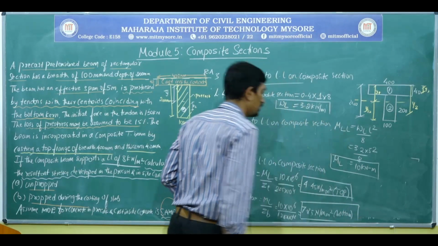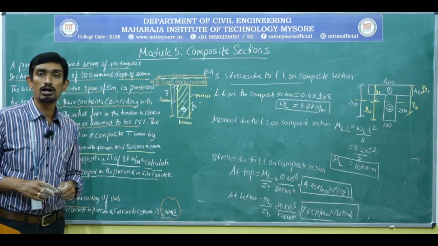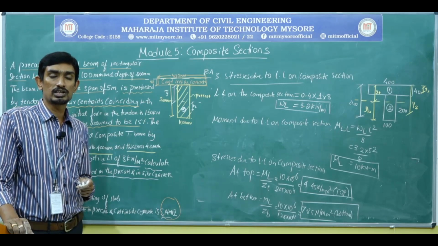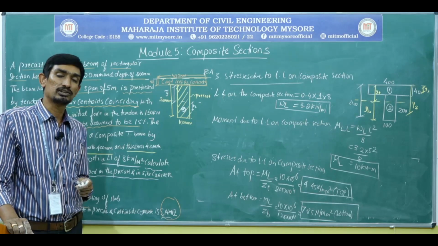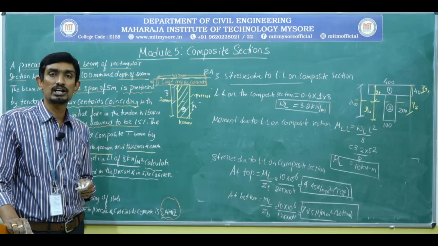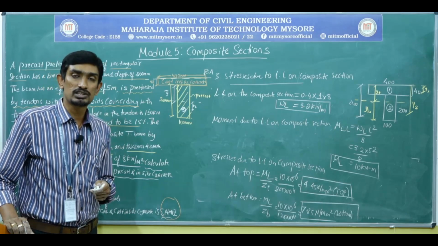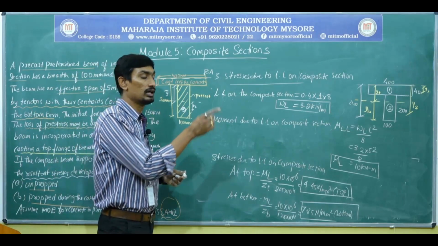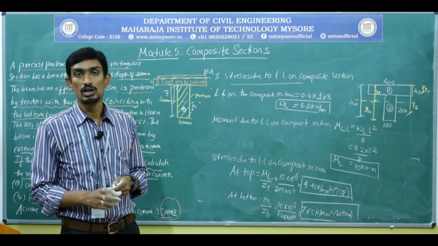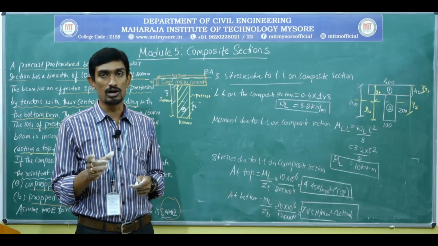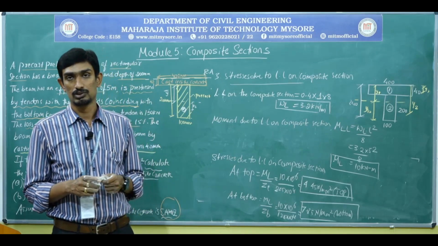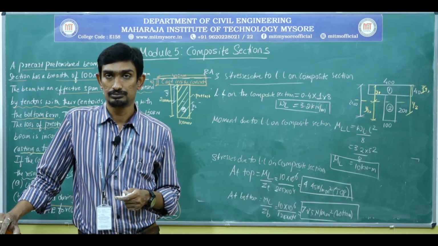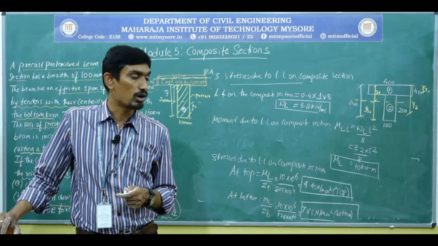So now, if I sum up all these things, that is stresses due to the initial pre-stressing force, stresses due to the effective pre-stressing force, plus stresses due to the self-weight of the precast pre-tension beam, stresses due to the self-weight of the cast in situ concrete slab, plus stresses due to the live load on the composite section, you will get the resultant stresses for unpropped construction at top and bottom. Is it clear? Okay, anyway, I am going to draw the diagram now.